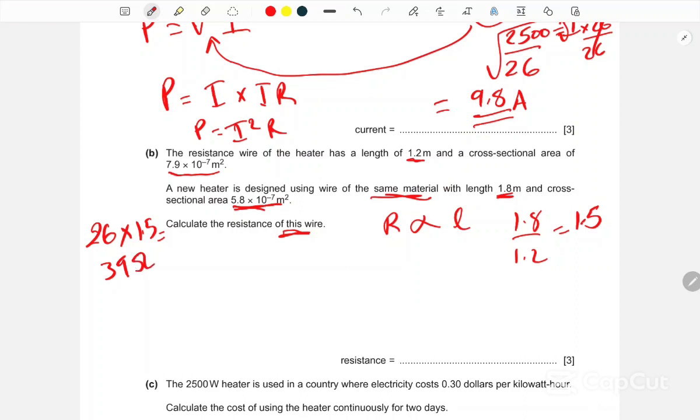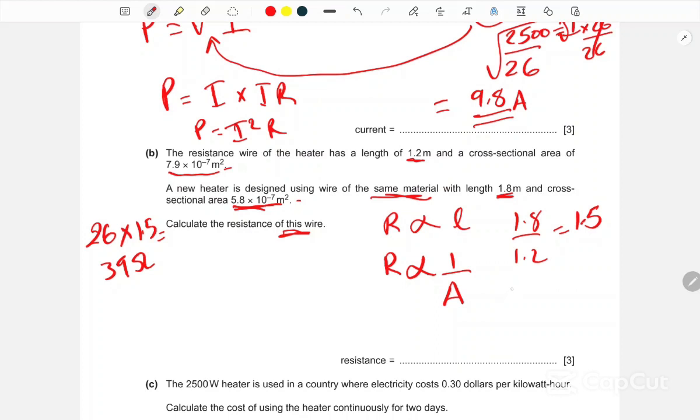So that's the resistance. But then we also see that the cross-sectional area decreased. So we know that resistance is inversely proportional to the cross-sectional area. So when the cross-sectional area decreases, the resistance increases. So now this has decreased, so we know that the resistance is going to be increasing, but now we have to find the factor by how much it would increase.